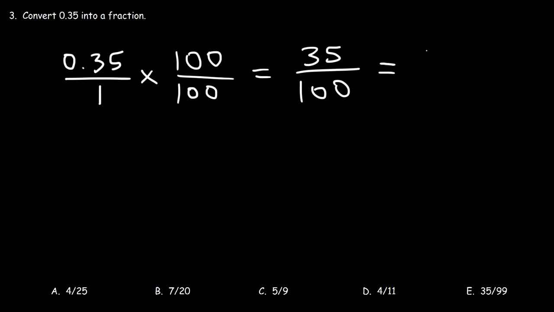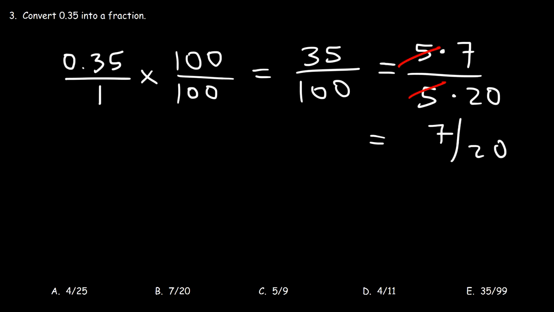Now 35 is 5 times 7. 100 is 5 times 20. And 5 divided by 5 is 1, so we could cancel it. And therefore the final answer is going to be 7 divided by 20, which means B is the correct answer choice.